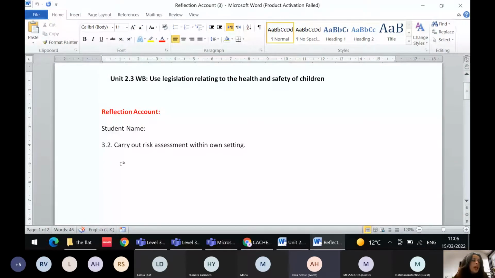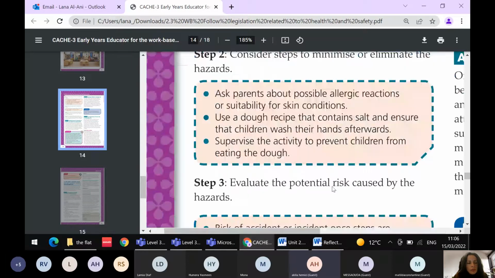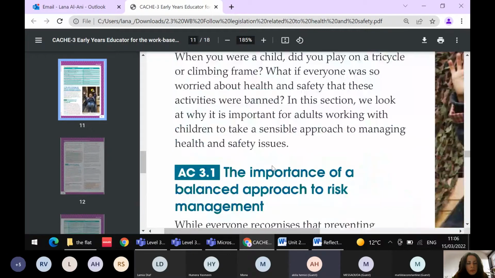Each one of you will have to read it and write about your own experience. How would you do that in your own setting? So for example, 3.2, carry out risk assessment within own setting. So in your own nursery, how would you carry out risk assessment? Let us go to 3.2 and see what the book has there for us, and then I can tell you what we do to manage risk.